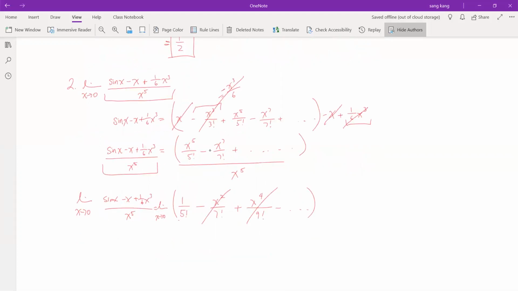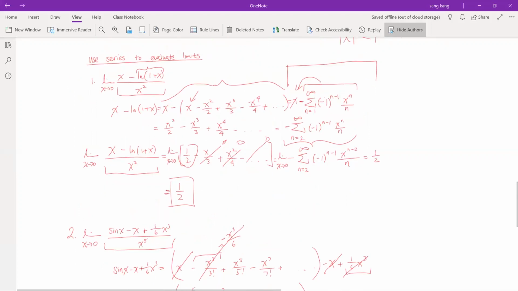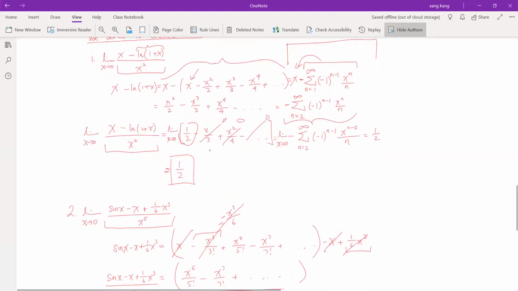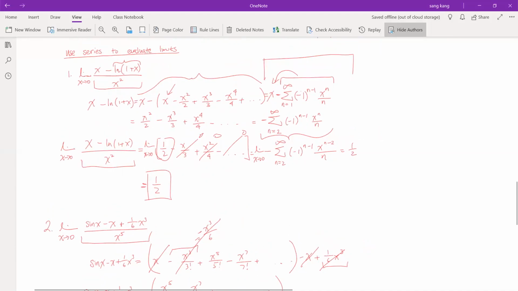The first one's the only term without an x in it, so this will be 1 over 5 factorial, which is equal to 1 over 120. Now, one thing I forgot to mention on both of these problems. This is how you would solve it if you were to use the definition of the series and simplify algebraically. But unless the problem explicitly asks you to do it that way, another way you can look at it is to use L'Hopital's rule when possible.